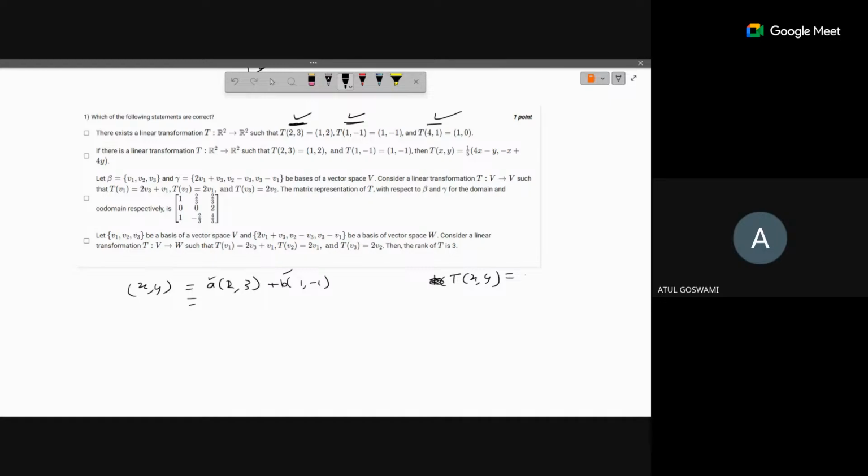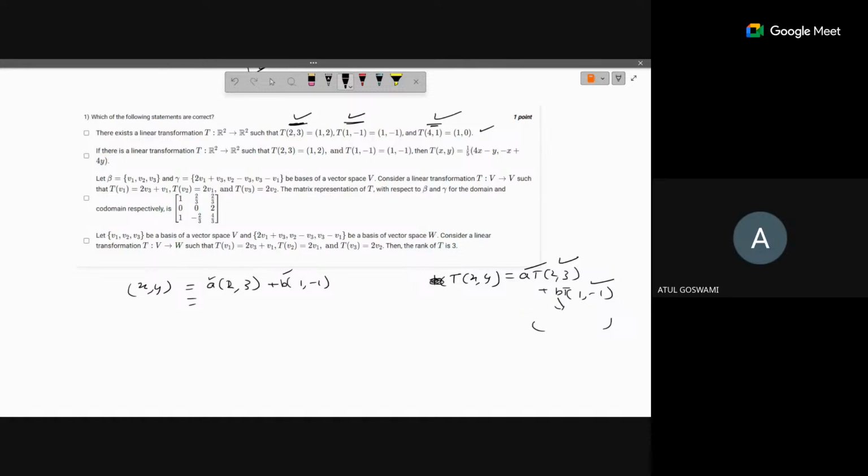Then I'll apply the linear transformation T on (x, y). I will get a times T of (2, 3) plus b times T of (1, -1), because T of (2, 3) is given, and T of (1, -1) is given, and since I found a and b, the linear transformation will be known. Once I have the definition, I'll put the point (x, y) as (4, 1) and check whether it is (1, 0) or not. If it is, then I will mark this one. So this is the strategy.